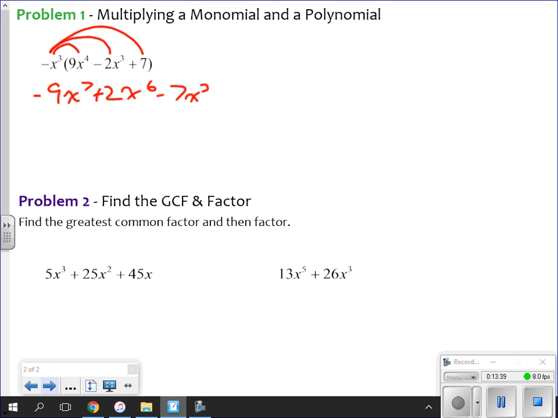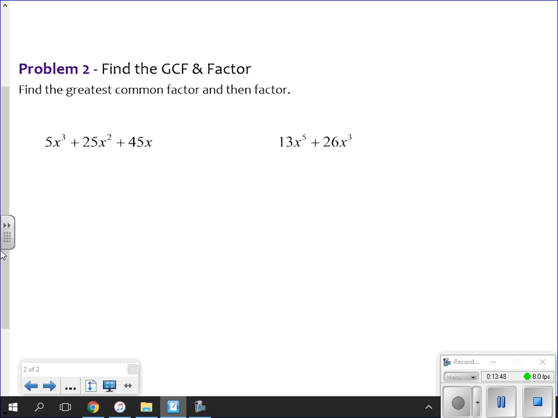Okay. Question. Okay. Now is where the fun really starts.